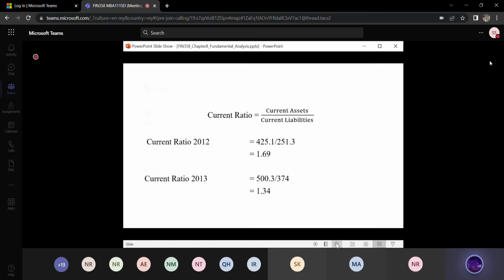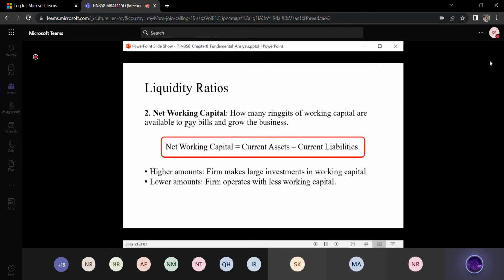Right, next we have net working capital. So how many ringgit of working capital are available to pay bills and grow the business? Alright, so we have current assets minus current liabilities. Higher means the firm makes a large investment in working capital. If the answer is negative, it means liabilities exceed current assets. So it's not good if you get a negative answer. It means current assets are not enough to pay current liabilities.